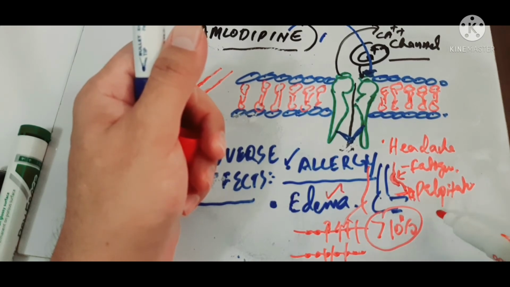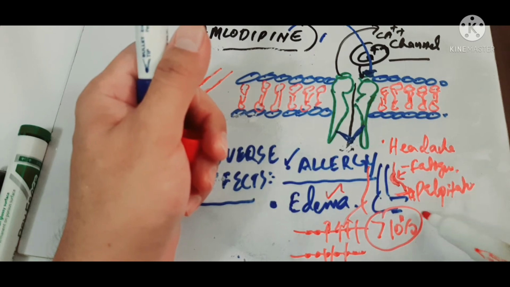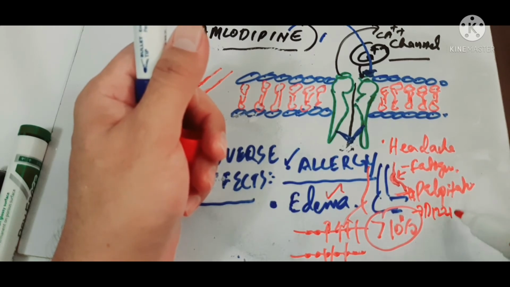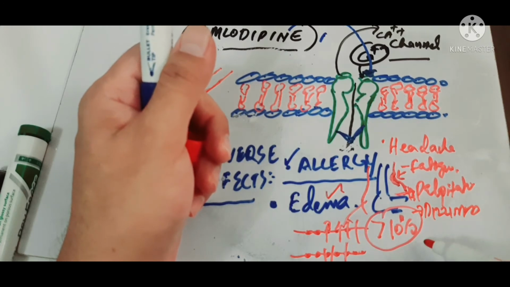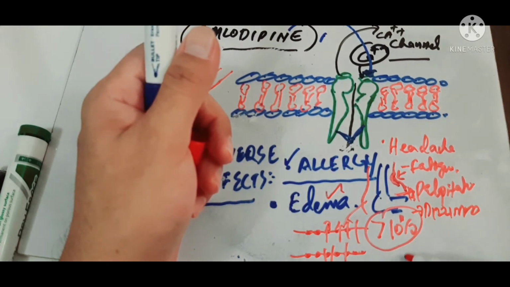It beats faster. There can be dizziness. And why does the dizziness happen? It is mostly when the patient takes the medicine for the first time, and it can be hypotension, a decrease in blood pressure when the patient is not used to the medication. It can also cause nausea and flushing of the face.